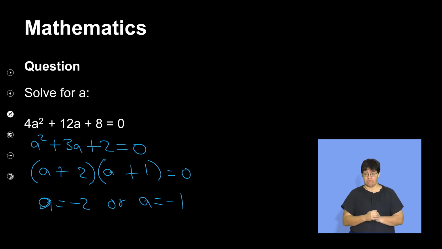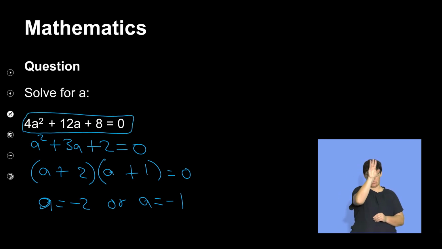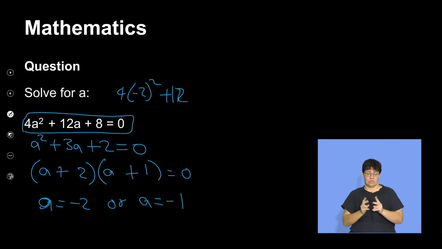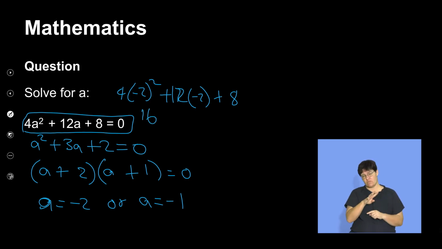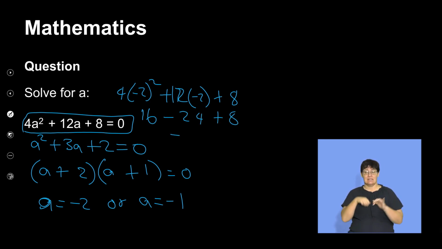So let's quickly test for this one, right? Because we have not really been checking our answers, so that we remember that we need to check them. To check my solution here, I need to substitute the first one, minus 2. So it becomes 4 into minus 2 squared plus 12 into minus 2 plus 8. This must give me 0 for minus 2 to be part of the solution. And then minus 2 squared is 4 by 4. That becomes 16 minus 24 plus 8. 16 minus 24 will be minus 8 plus 8. It is definitely equal to 0.